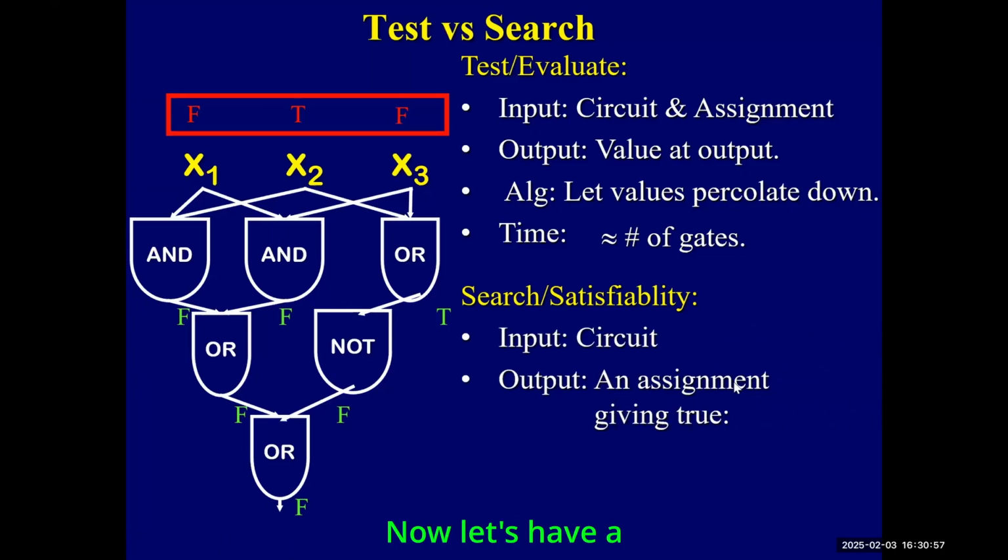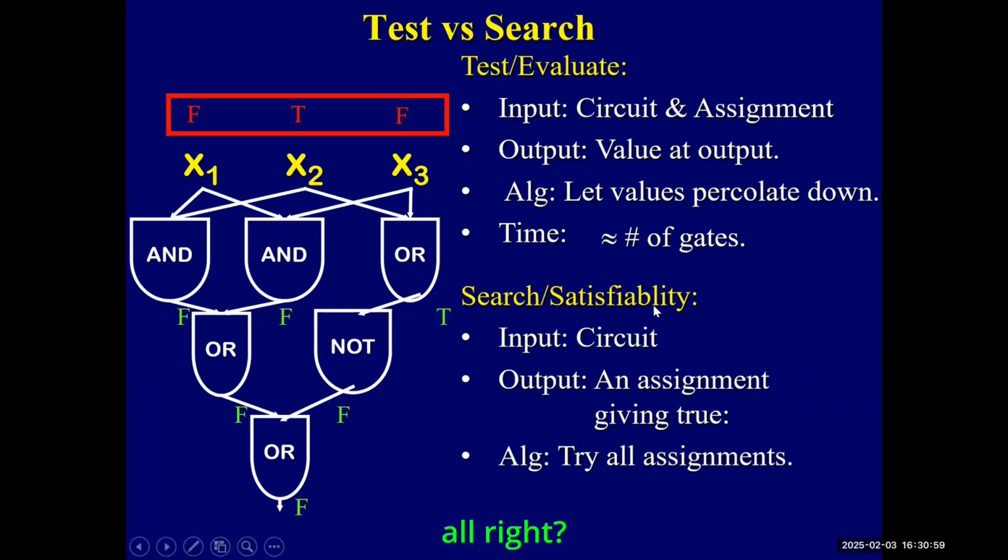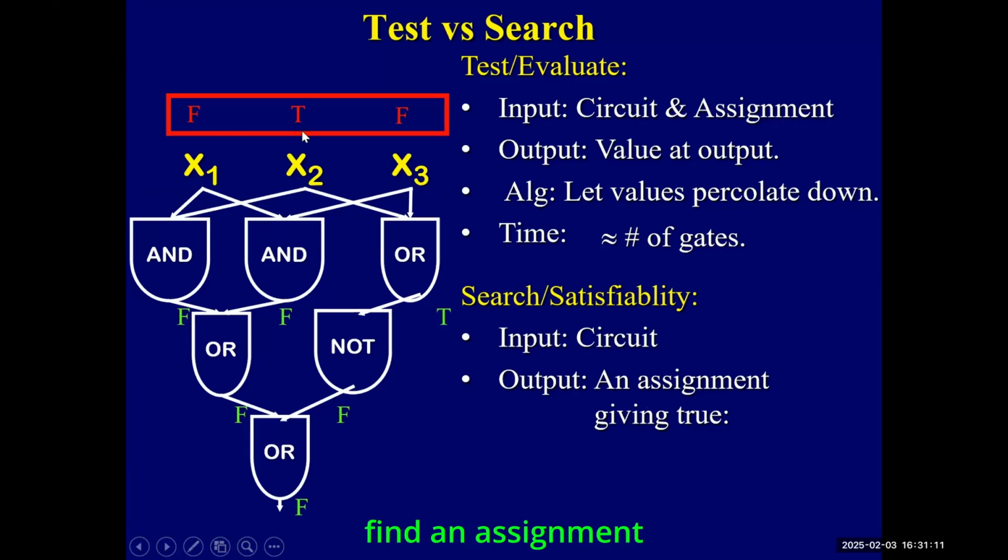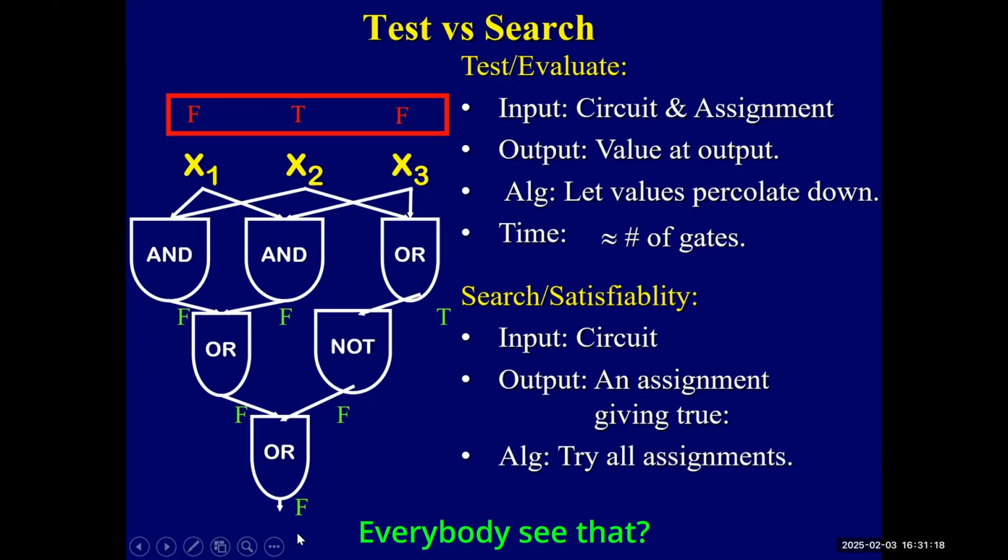Now, let's have a different problem. The input now is a circuit, no input assignment, just the circuit. And the question is, find an assignment that outputs true. Everybody see that? What's an obvious algorithm?